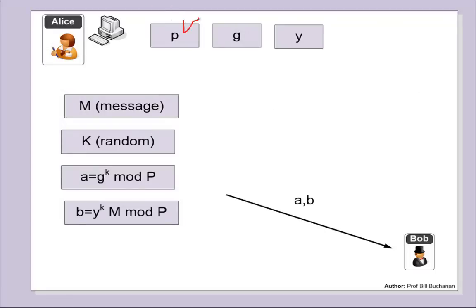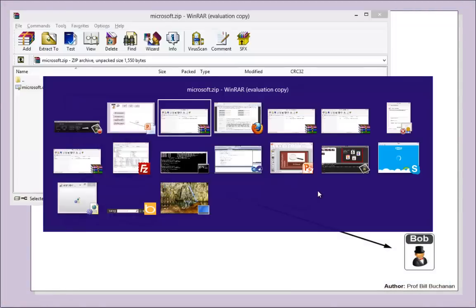Okay, so Alice receives G, P, and Y, takes the message, creates a random number K, and then calculates A, which is the G value to the power of K, and then we take the mod of P. And then she calculates B, which is the Y value to the power of K, and then takes the message and takes mod P. She then sends the value of A and B to Bob. Okay, so let's see this in action.